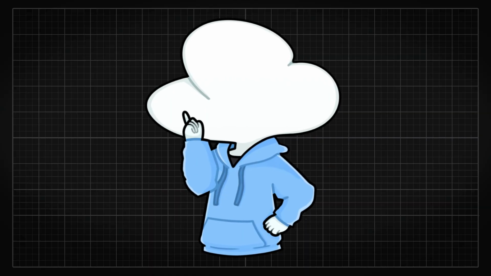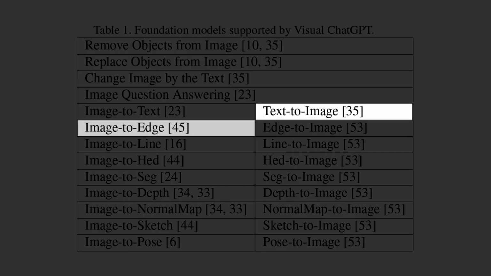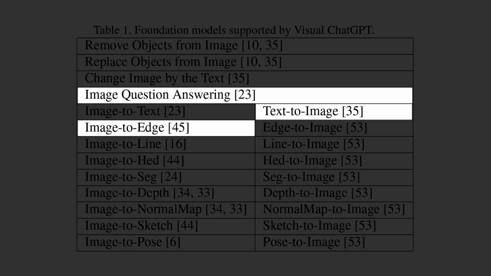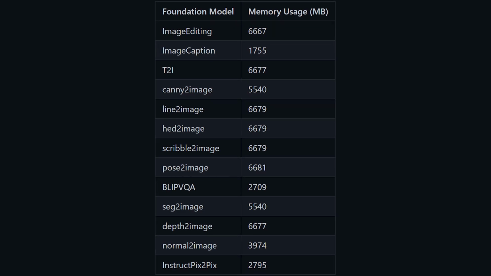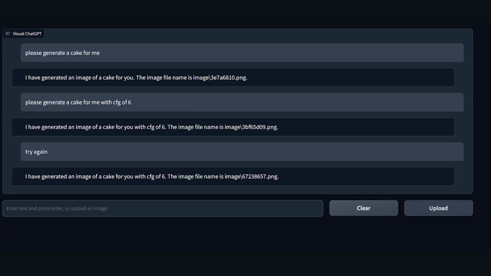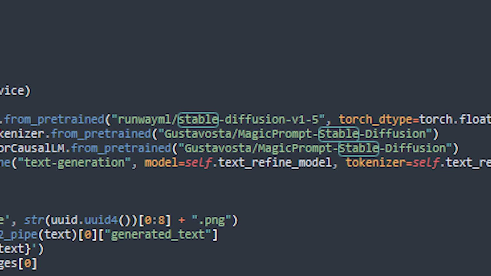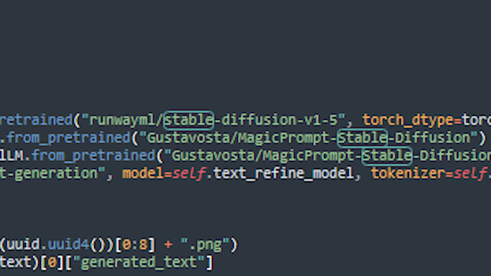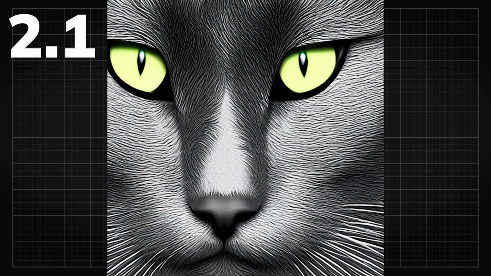And I got it working by only running 4 out of the 22 functions, which includes text-to-image, image-to-canny-edge, image captioning, and BLIP for image description generations. You can refer to this table for how much VRAM each VFM function uses. After testing a few times, I realized that I cannot replicate what the demo video did, and the results I got were pretty bad. I even thought it might be because they are using Stable Diffusion 1.5, so I switched it manually to Stable Diffusion 2.1 as the model, and the quality didn't change that much either.